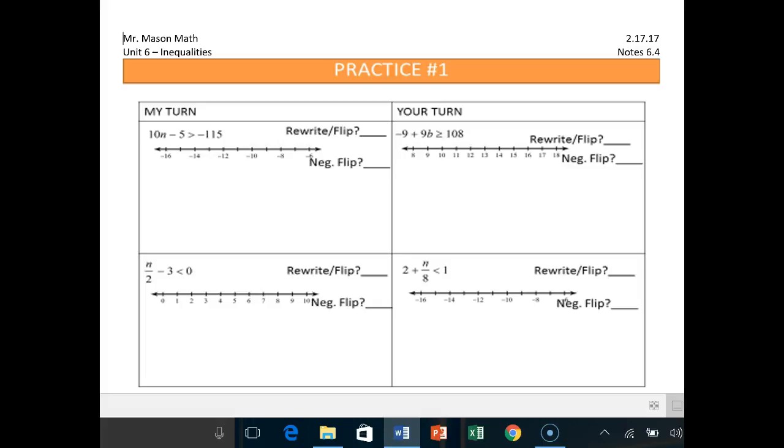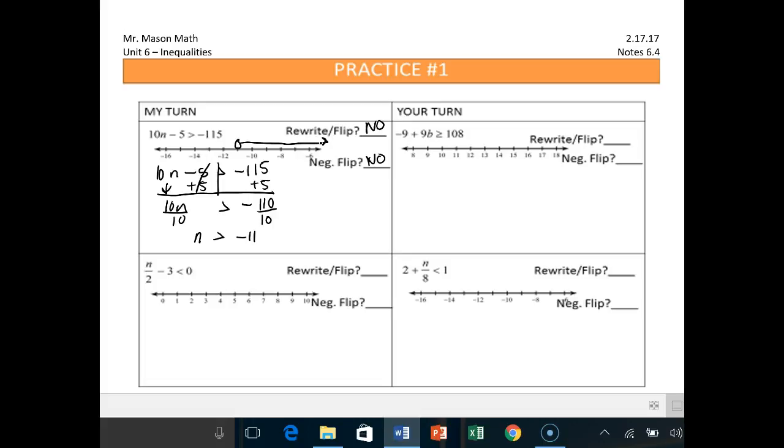So we always ask ourselves these two questions. Do I need a rewrite flip? In this case, the answer is no. And is my variable attached to a negative constant? And my answer is no. I have 10n minus 5 greater than negative 115. I go ahead and add 5 to both sides. This cancels out, bring down 10n, still greater than negative 110, and then divide by 10. I'll get n is greater than negative 11. So that's an open circle at negative 11, pointed to the right, or all numbers greater than negative 11.